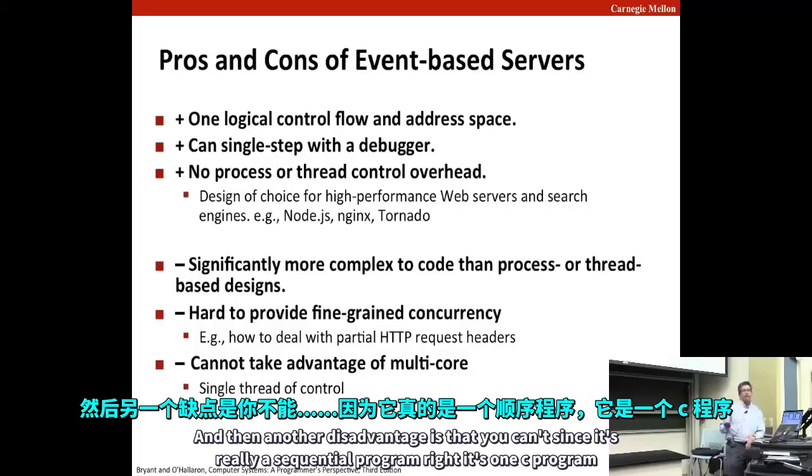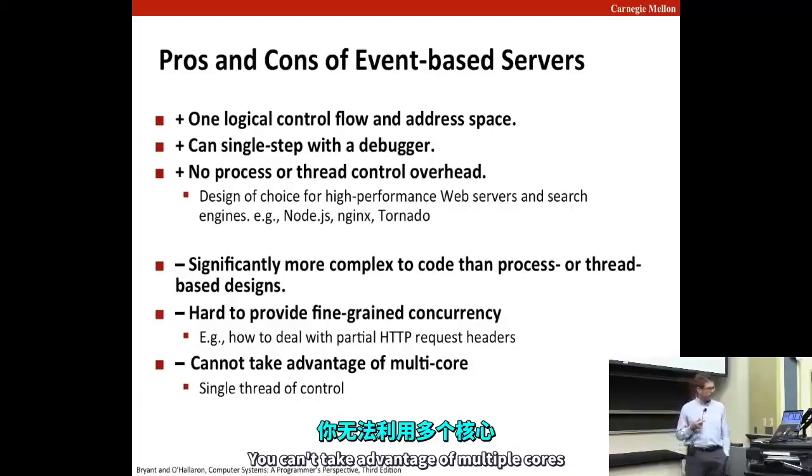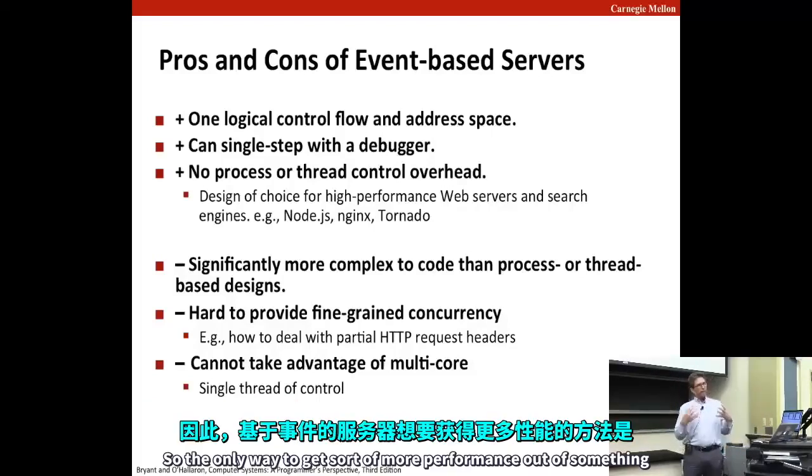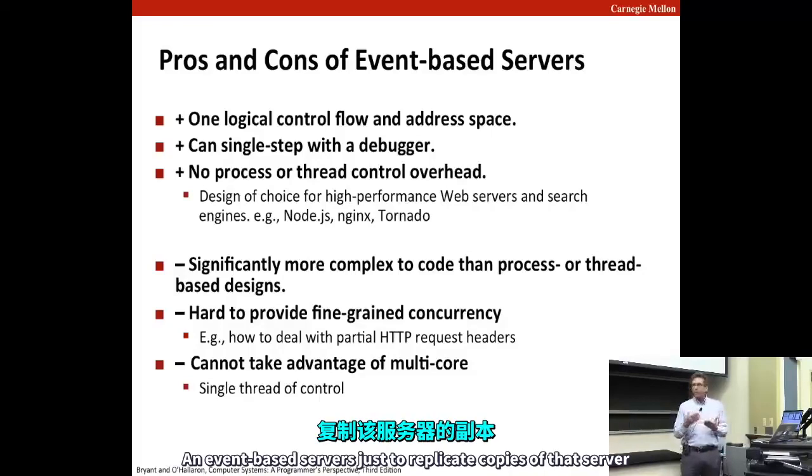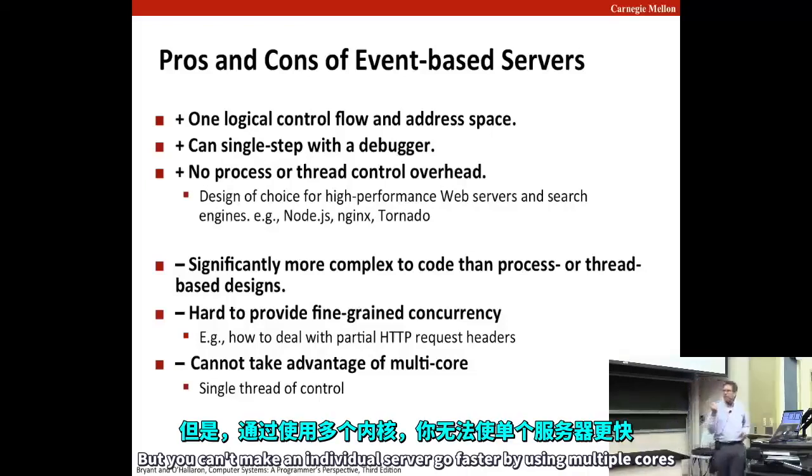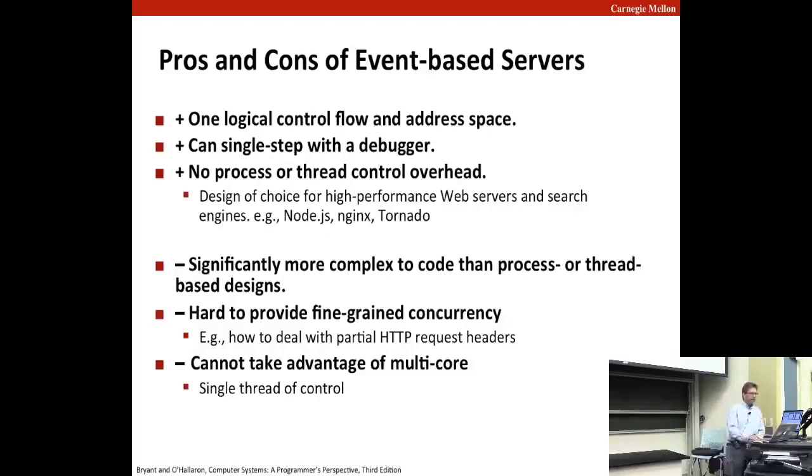And then another disadvantage is that since it's really a sequential program, right? It's one C program. You can't take advantage of multiple cores. So the only way to get more performance out of an event-based server is just to replicate copies of that server. Okay? But you can't make an individual server go faster by using multiple cores.